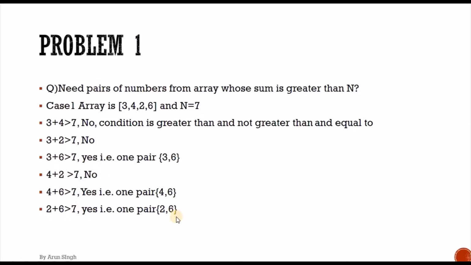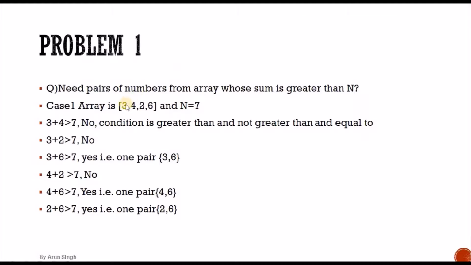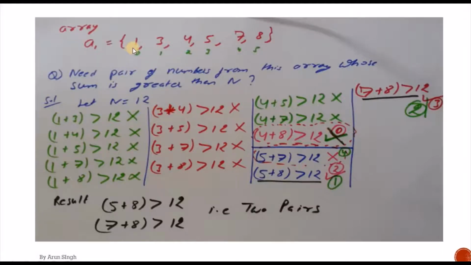Now, let me see one more example of it. Here I have an array where 1, 3, 4, 5, 7, 8 are the numbers of the array. In the previous problem, the numbers were not in a sequence, but here, these numbers are in a sequence. Okay, let's apply the same logic here, where I will have 1 plus 3. We need pairs of numbers from this array whose sum is greater than n. Here let n be equal to 12.